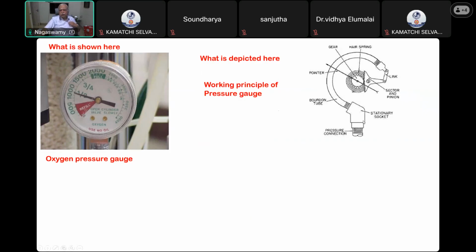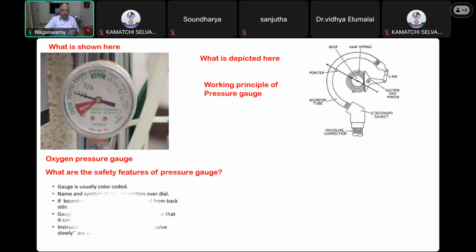So what happens when the gas is entering at a high pressure here, this Bourdon tube becomes straight. So what is curved like this becomes straight, and there is a pointer attached which will move along with it, showing the pressure. And as the pressure decreases, the pointer will return back to its original position, showing the exact level of the gas inside.